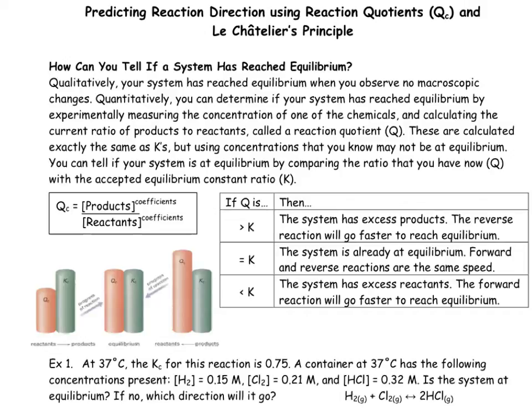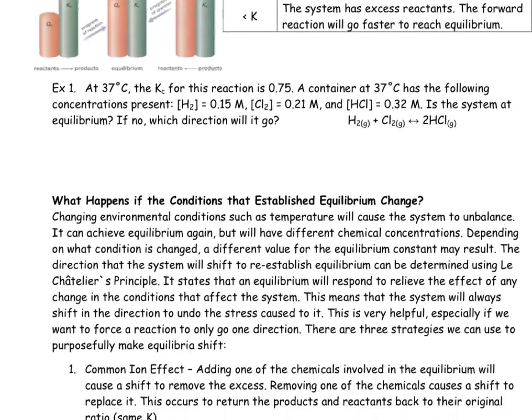Remember, we calculate Qs just like Ks. We take the concentration of the products raised to their coefficients in the balanced chemical equation divided by the concentration of reactants raised to their coefficients. Here is an example.